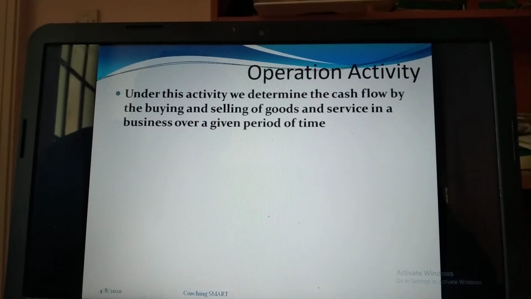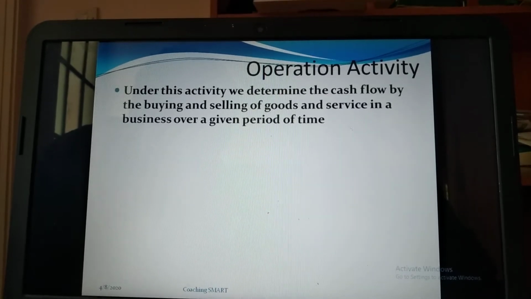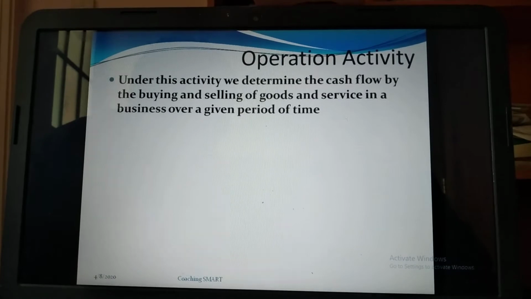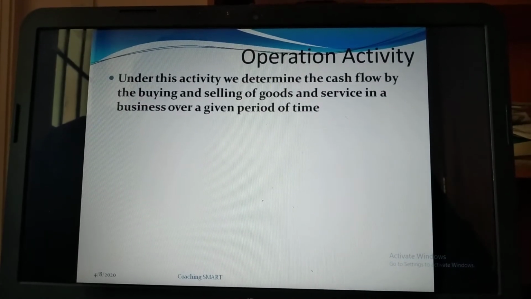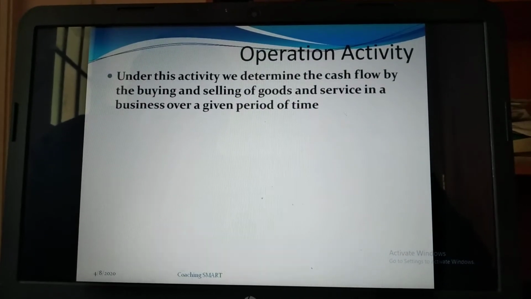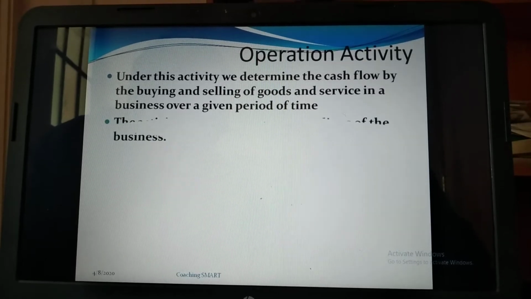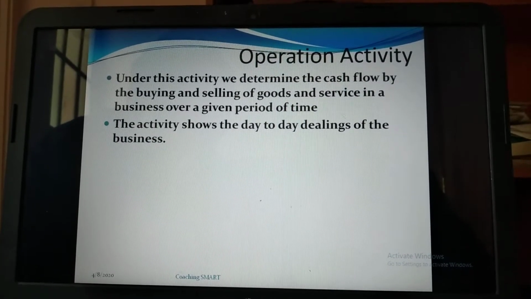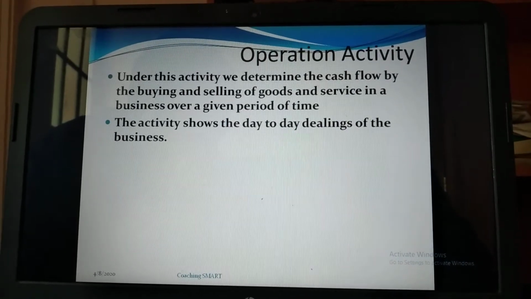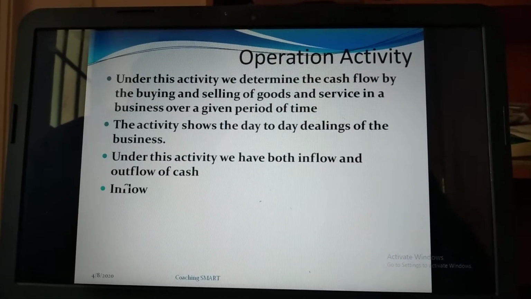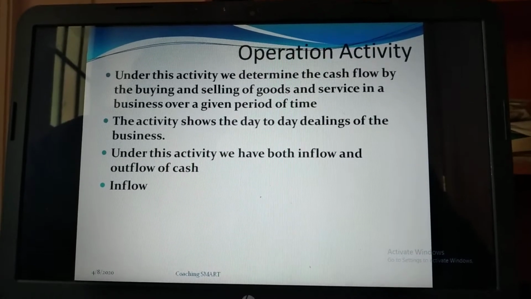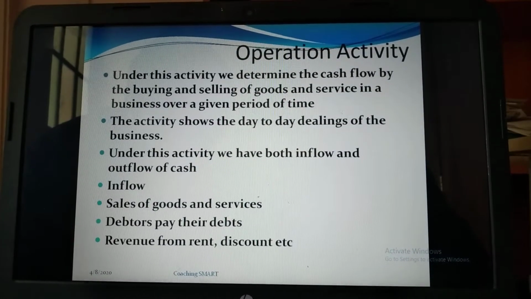Now, what do you mean by operation activity? Under this activity, we determine the cash flow by the buying and selling of goods and services in a business over a given period of time. The activities show the day-to-day dealing of a business. Under these activities, we have both inflow and outflow. Now, we'll be checking on the inflow and the outflow.